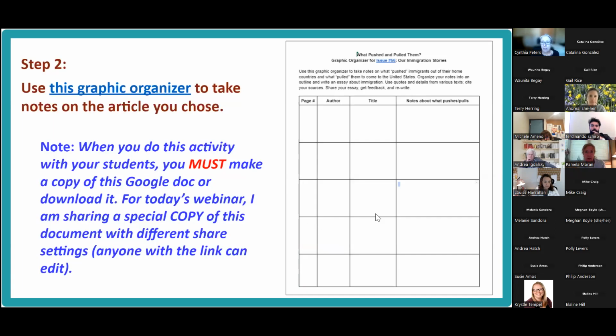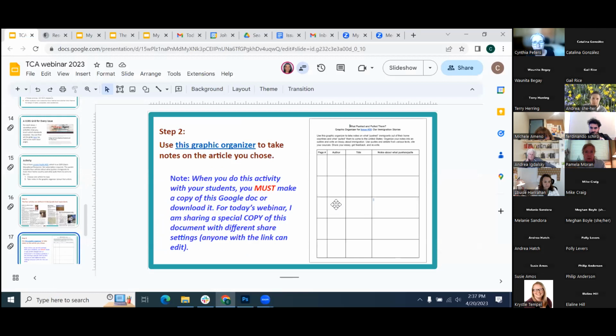And then there is a graphic organizer. And the graphic organizer is set up so that anybody with the link can view it. So you can't actually take notes in that document because it's view only. So it's another one of those situations where you would need to make a copy of it in Google or download it and then share it with your students. The link that is shared with you on the website is not editable. Okay, it's only viewable.